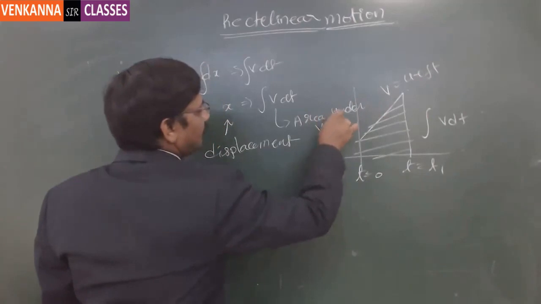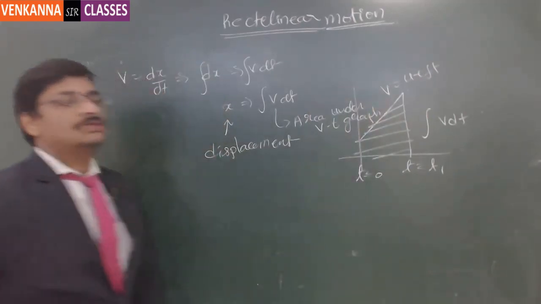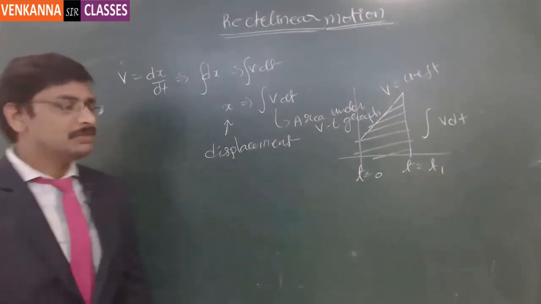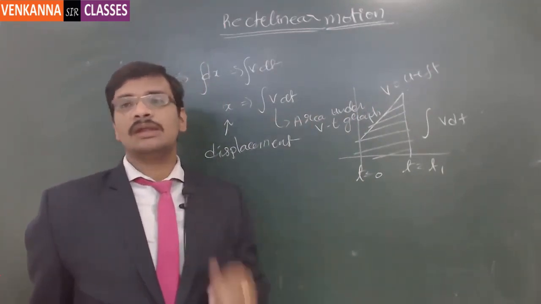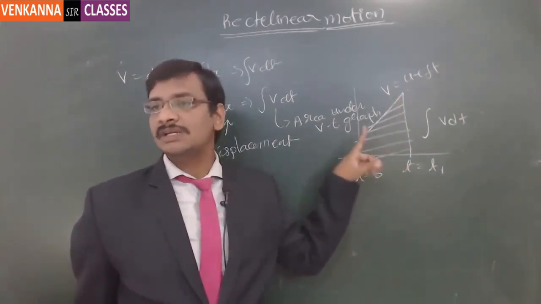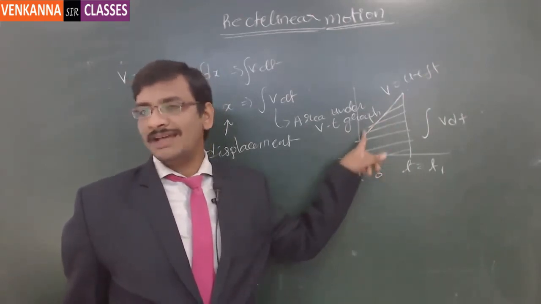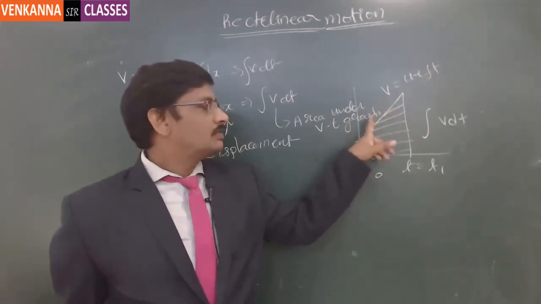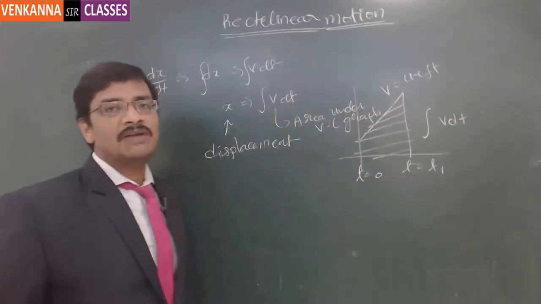Area under VT graph. So this is the area under the VT graph. That essentially means that for any random VT graph, if you calculate the area bounded by the curve and the x-axis, it will give the displacement. So if the velocity variation is like this, then the area under this particular curve is nothing but the displacement traveled by that particle.